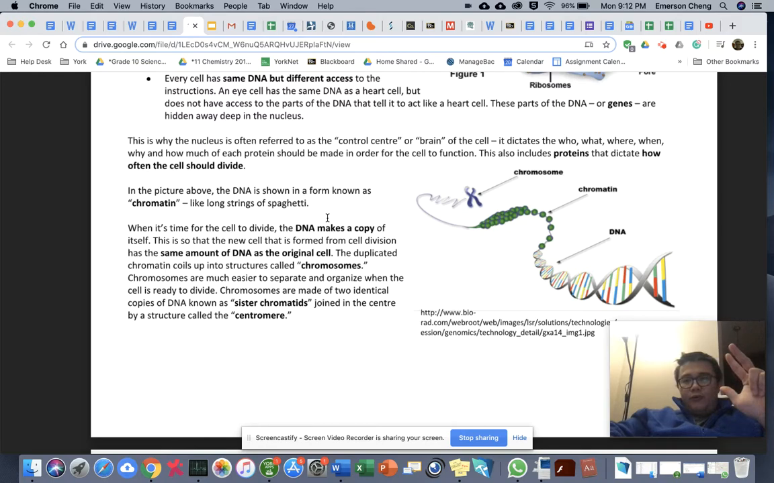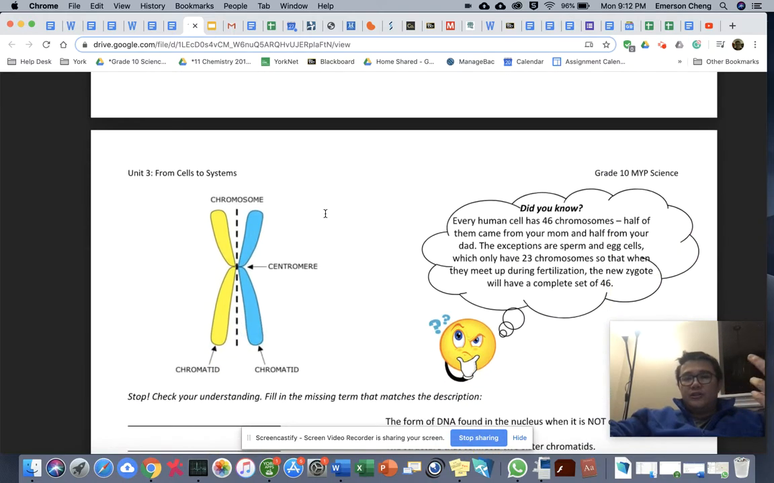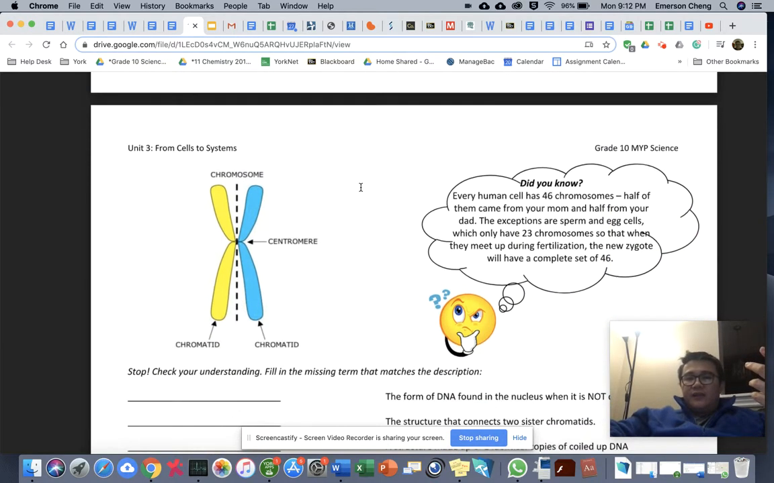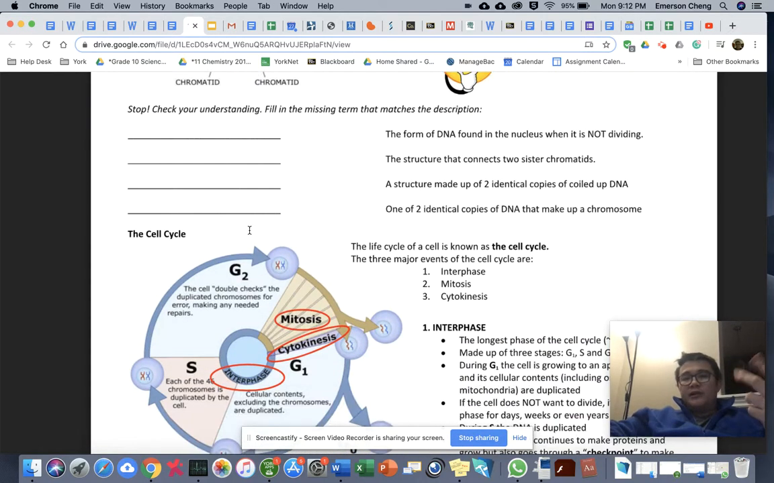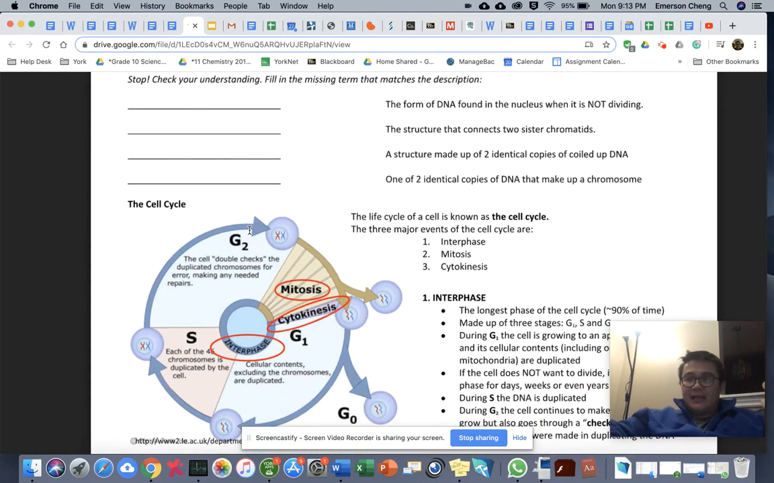The first of the three main points you're learning this lesson is the nucleus, and there's a lot of terminology here. So make sure you use the Pear Deck to help you finish this section. You need to know the terminology about the nucleus and about the chromosome or chromatids and things like that. The second part that you need to know is about the cell cycle.